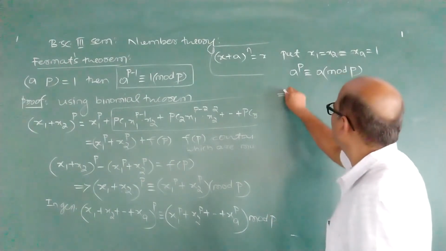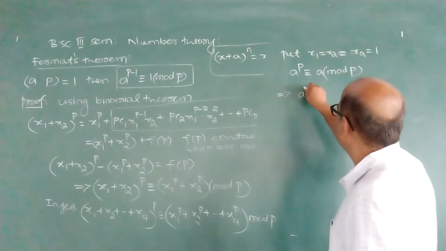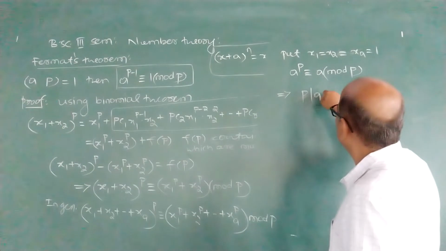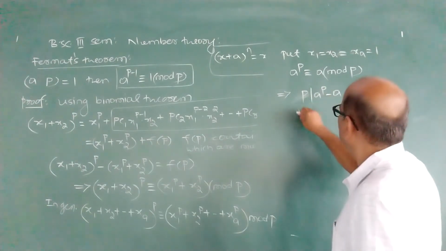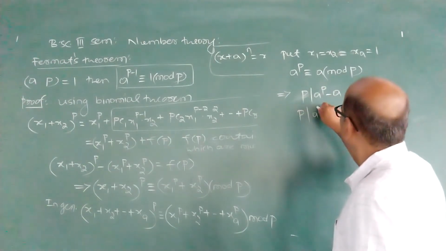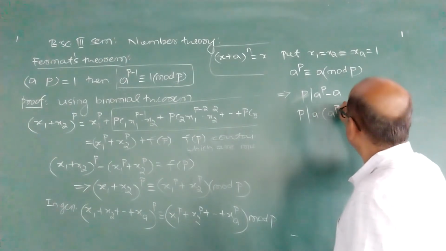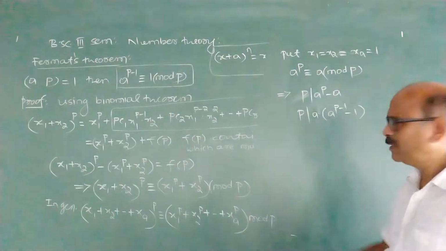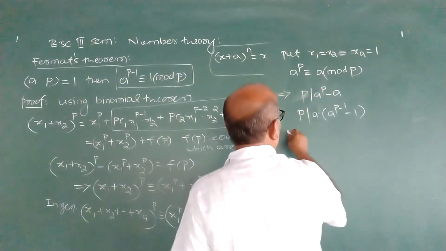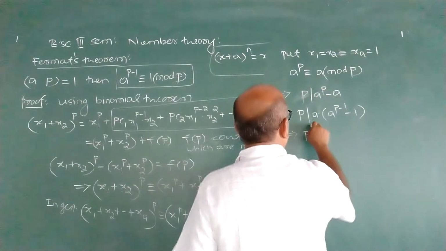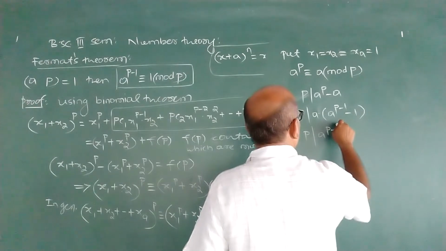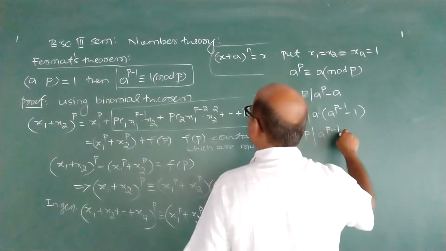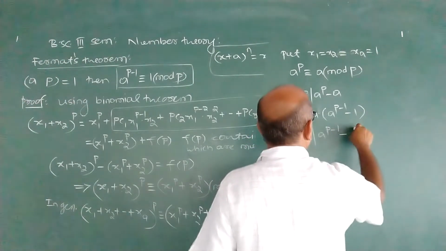Now this implies, what does this imply? P divides A raised to P minus A. P divides A into A raised to P minus 1 minus 1. Correct? A raised to P minus 1 minus 1. Now this implies P divides A raised to P minus 1 minus 1.